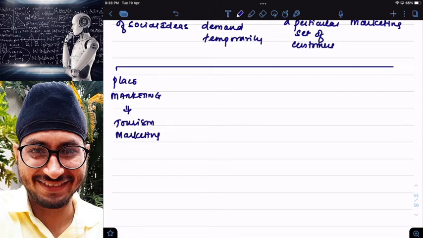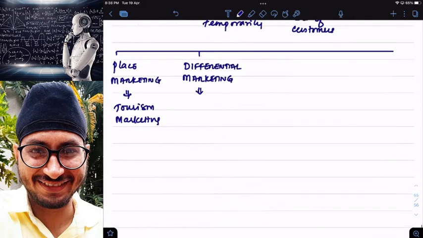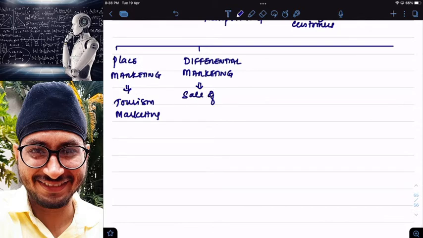Then we have differential marketing. Clear? Sir, what is differential marketing? Differential marketing is nothing but sale of similar products in different markets. Different markets. Clear? Sale of similar products in different markets.